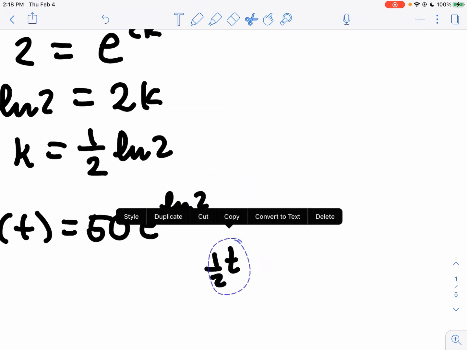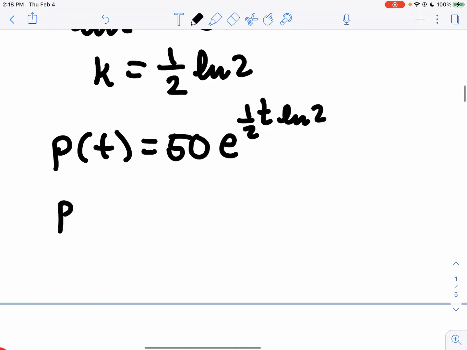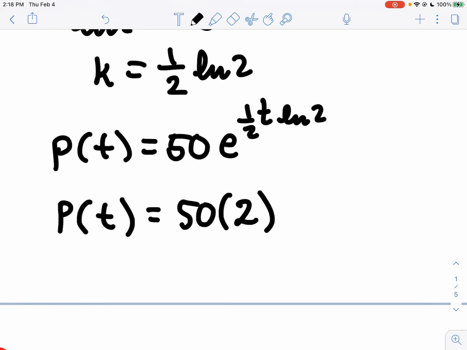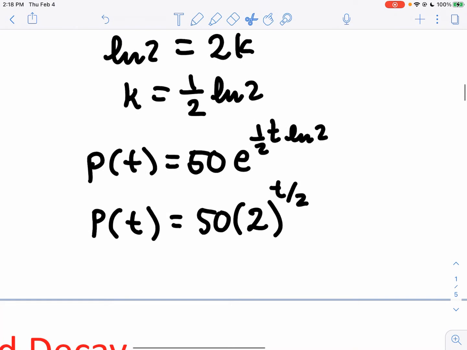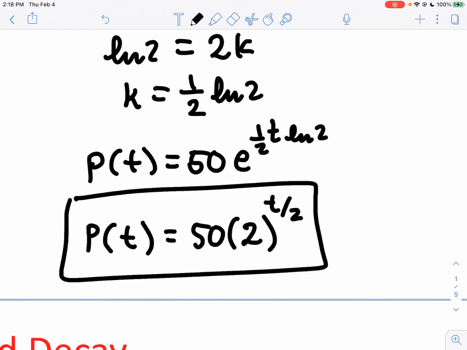Okay, so I'm going to back out, put this back the way it was, and then write down what this formula looks like after I do that simplification. So P of t will be equal to 50 times 2 raised to the t-halves. And here's another alternate way to write your model. So this actually answers part 1. They both do.